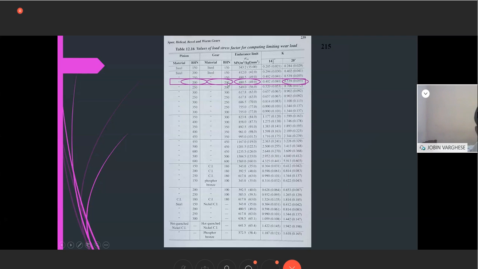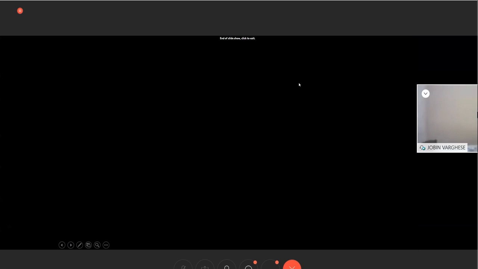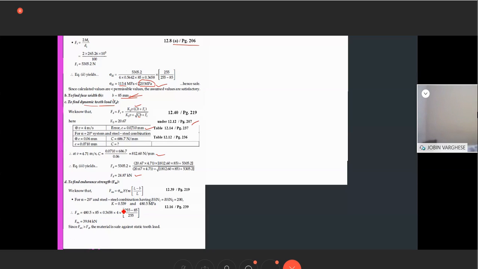480.5 is for 200, 200, steel material with BHN 200, 200, and based on that, 20 involute. We are taking this as the material. However, this may not be the actual material, as it may not exist. Later it will change. For this one, we can see the endurance limit is given as 480.5, and this is for 20 degree. With this data and the data of K, we are calculating the total F endurance. And finally, we are getting the F endurance value as this one.